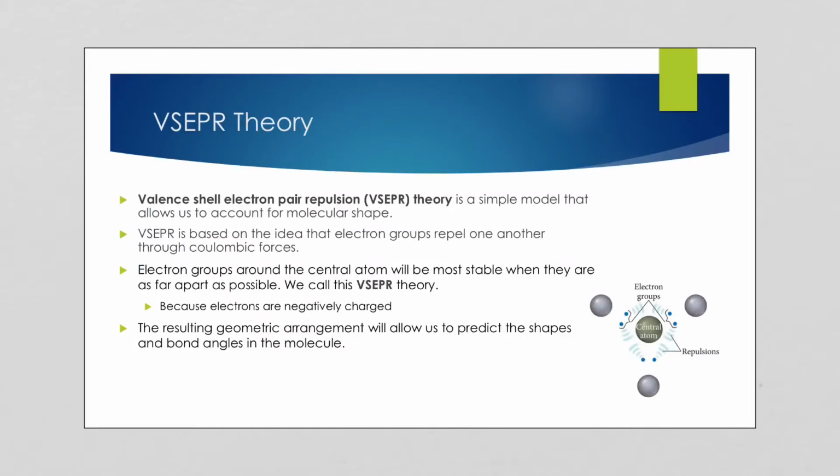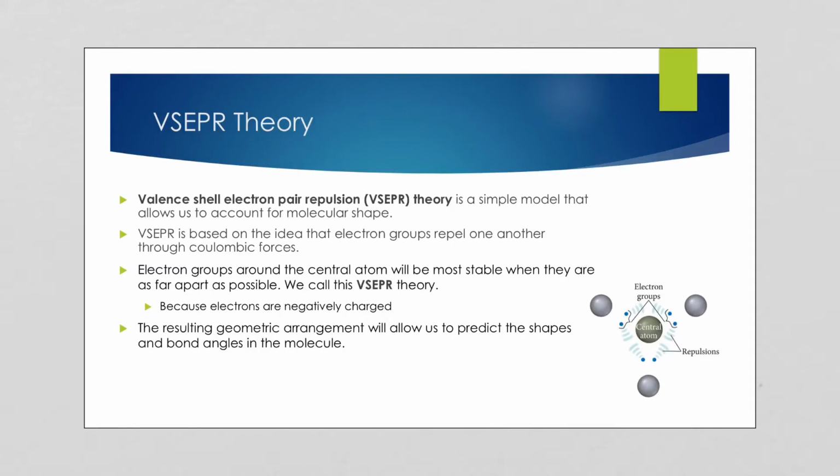So VSEPR theory is a simple model that we can use as an extension, think of it as an add-on, to Lewis theory that takes our Lewis structure from a simple two-dimensional image of a molecule to a three-dimensional image of a molecule. And we do this by assigning a molecular geometry.